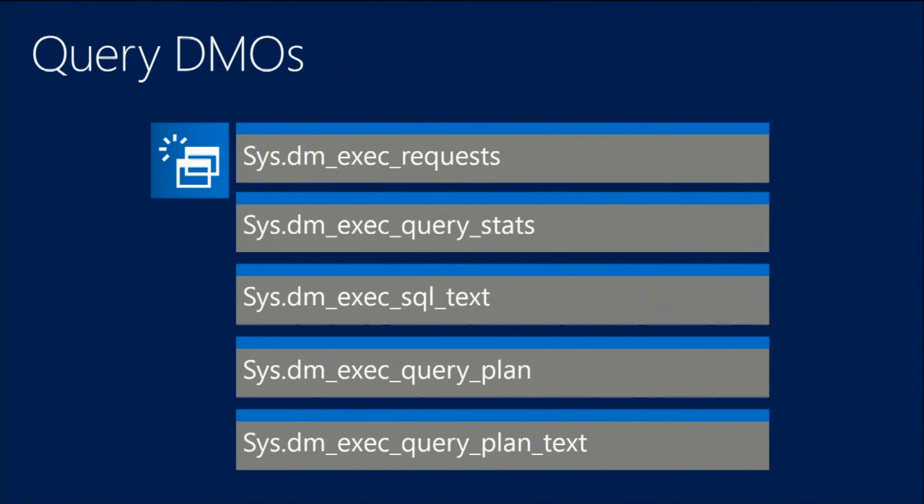System exec request, what is currently running? System exec query stats, what has been running in cache aggregated. Volatile, remember. System exec SQL text, which query was run against either the request or the query stats. Query plan, you can pull the query plan right out of cache exactly as you do with your on-premises SSMS. No difference, right? The queries are the same.